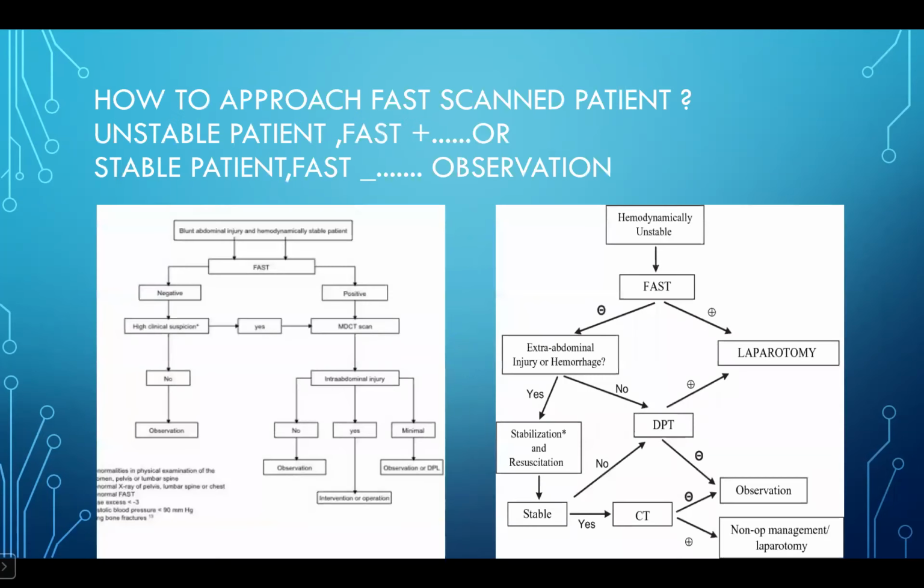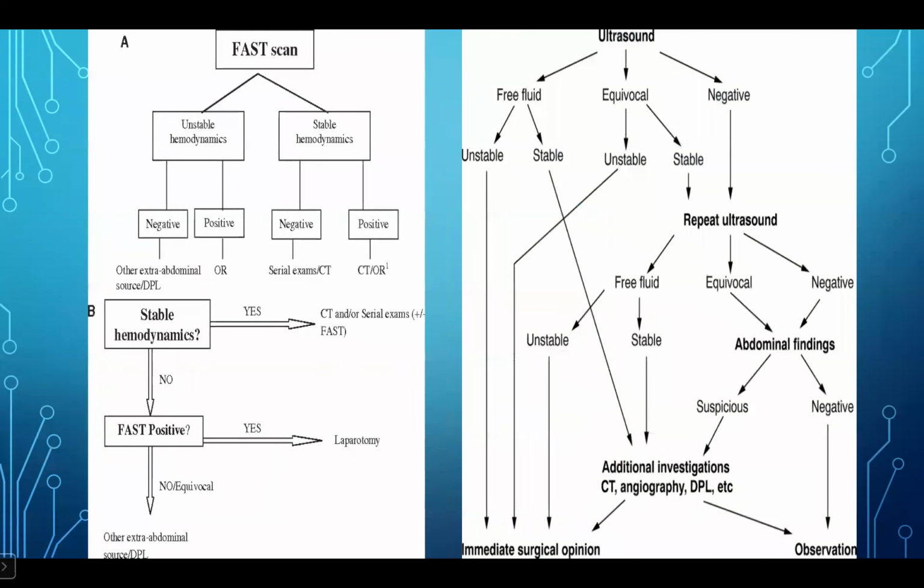Now, how to approach the FAST scanned patient? The stable patient with FAST negative needs observation, while the unstable patient with FAST positive needs immediate surgery. As we are seeing in this diagram, the FAST scan approach depends on the hemodynamic state of the patient. FAST scan in a stable hemodynamic patient, if it is negative, needs observation with serial examination, while if it is positive, it needs further evaluation by CT scan, or even immediate surgery within the operating room.